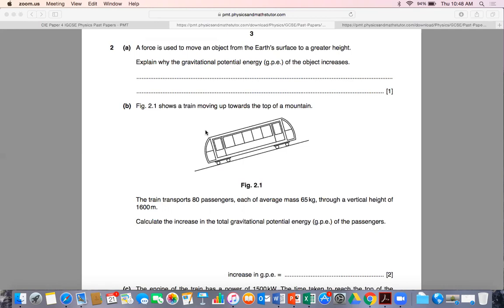Okay. B. The train moved up towards the mountain with 80 passengers, each of average mass 65, through a vertical height of 1,600. Calculate the GPE increase. Does anyone know how to do this? Because the source of the gravity is the center of the Earth.